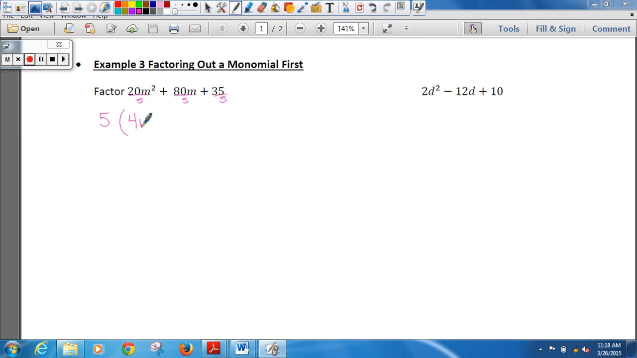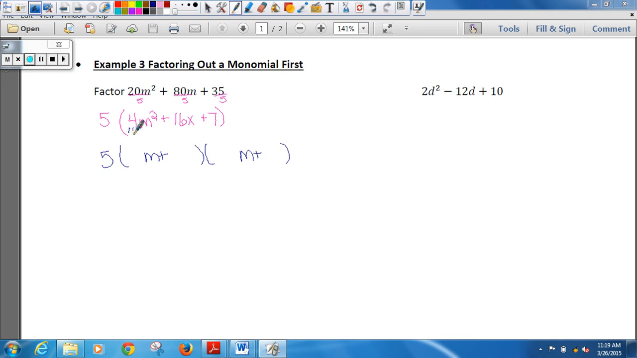That leaves me with 4m squared plus 16m plus 7. And then I double check, can anything go into all three of these, 4, 16, and 7? There's not, so I did get out the GCF. So once I have that, then I can go ahead and I can factor this part. So now I keep the 5 out front. Second one's positive, so that means both of these signs are going to be positive. And now I have to fill in my numbers.